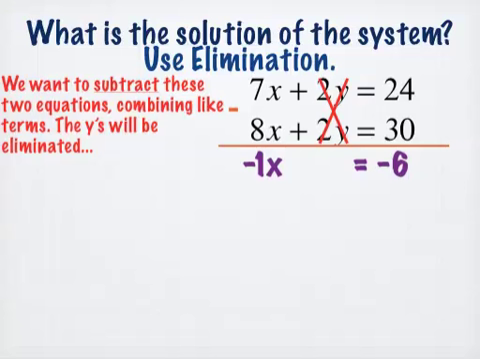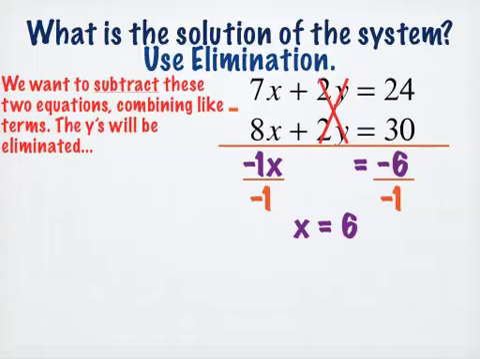We need to solve and get a positive x. To get a positive x when we have a negative 1x, I'm just going to divide both sides by negative 1. You could multiply both sides by negative 1 and it would do the same thing. So we have negative 6 divided by negative 1, which is a positive 6. So in this case, we have x equals 6.